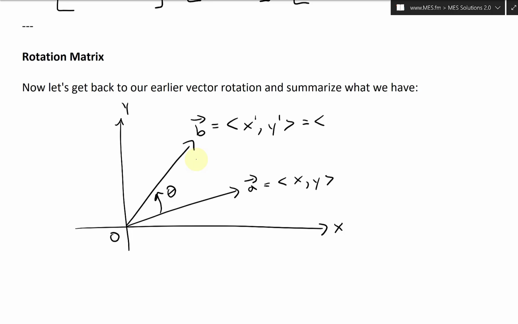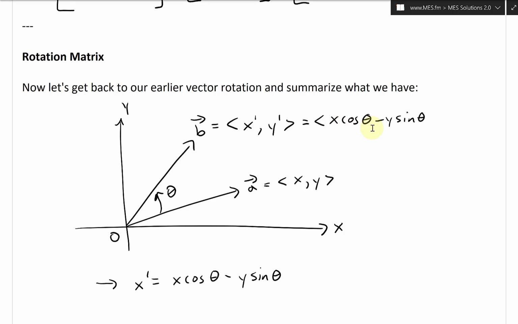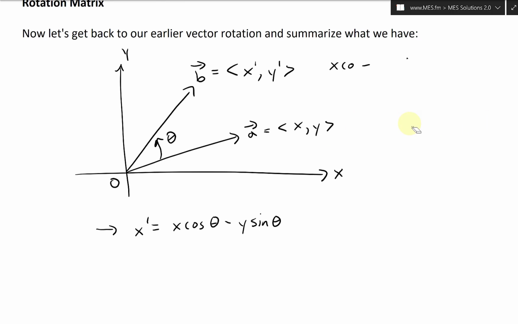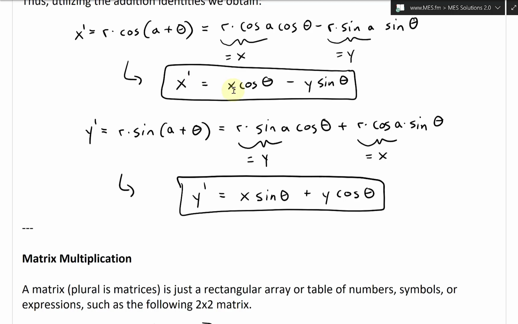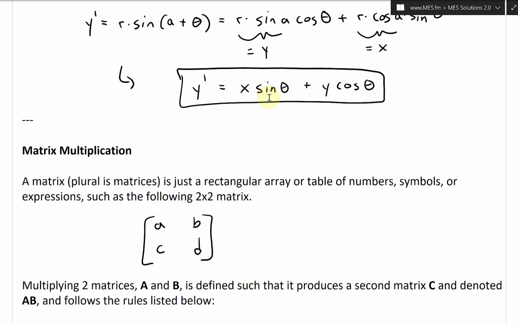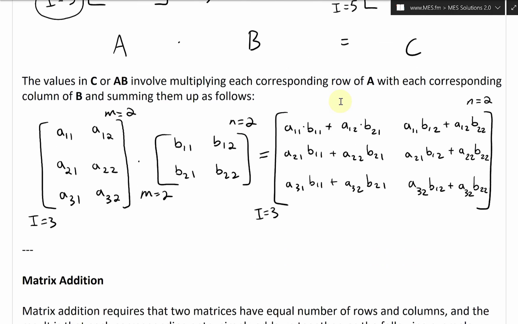Where x prime is just going to be x cosine theta minus y sine theta. Actually, it's going to run out of room there, so I'm just going to move it over here. I wrote it down actually here. So this is the x prime equal to x cosine theta minus y sine theta. Again, let's double check that. So we have x prime is equal to x cosine theta minus y sine theta, and then the y prime is x sine theta plus y cosine theta.